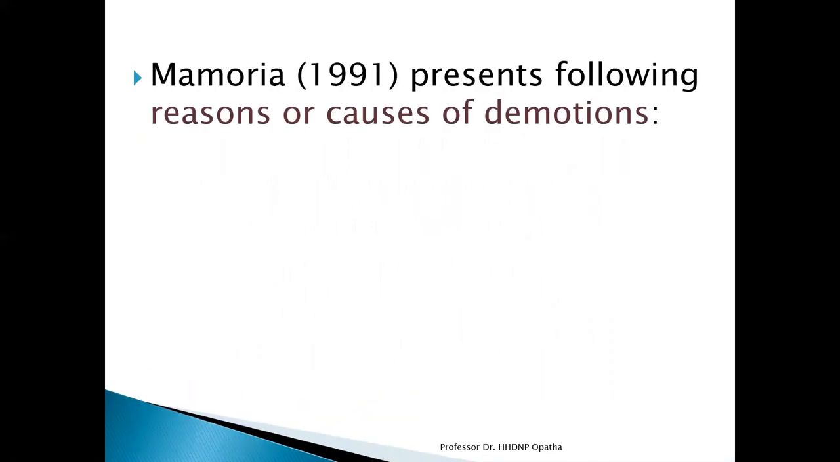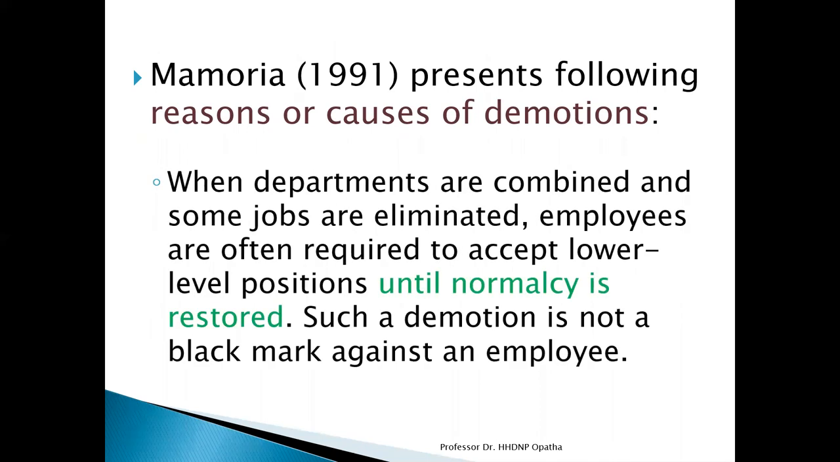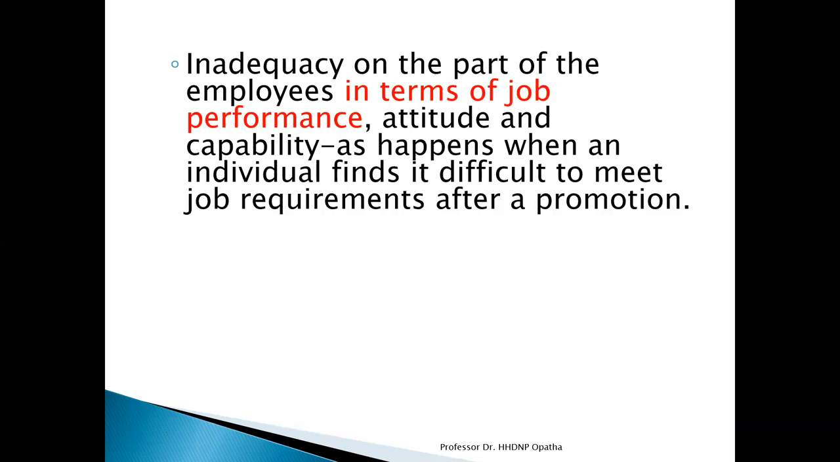Of course, according to Professor Memoria, there are some reasons or causes of demotions. When departments are combined and some jobs are eliminated, in case of an amalgamation, merging, employees are often required to accept lower level positions until normalcy is restored. Such a demotion is not a black mark against an employee. Hopefully the employee will accept that, rather than retrenchment, rather than termination.